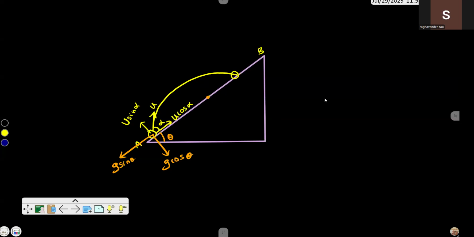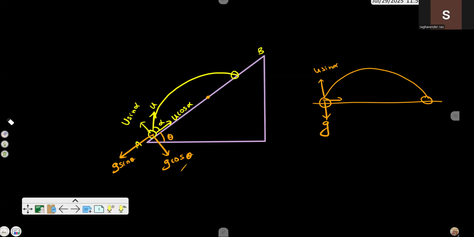In normal projectile motion, gravity was not broken into components. Only u sin alpha was being affected by gravitation, whereas u cos alpha, the horizontal velocity, is not affected by any acceleration, so it remains constant everywhere. Whereas in this case, u sin alpha is affected by g cos theta and u cos alpha is affected by g sin theta. I hope you understood this.